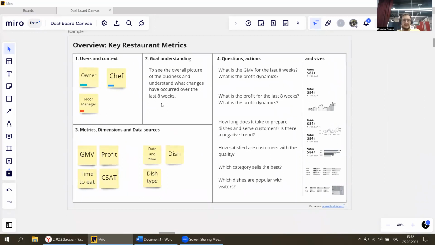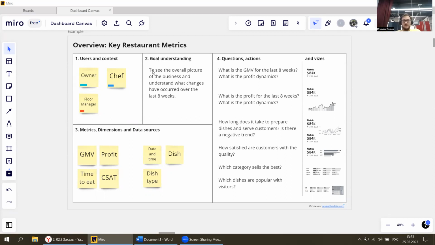I think it's quite an applicable idea: you have a restaurant and you need a dashboard. So who is going to use this dashboard? It's the owner of the restaurant, the chefs who are preparing food, and the floor manager who is controlling the flow. So the goal of the dashboard could be just to see the overall picture of what's going on.